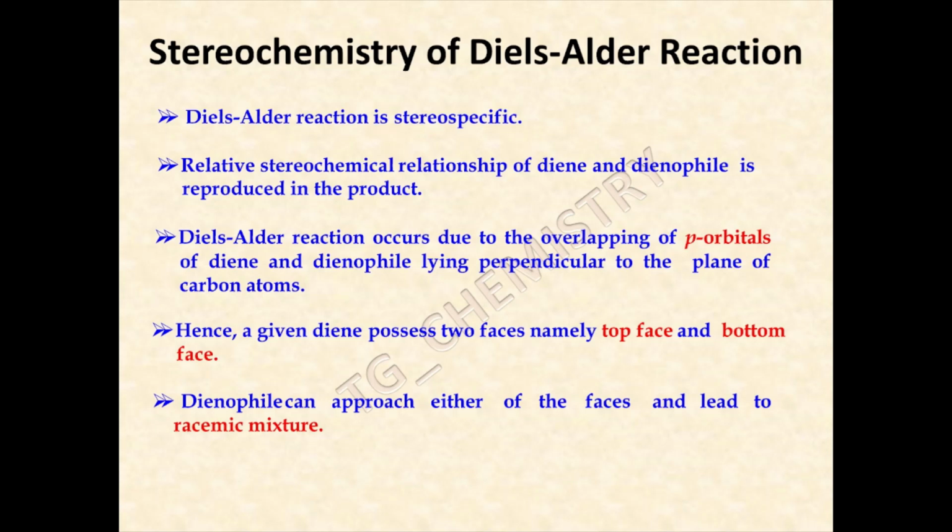Hence, we can say that the diene possesses two faces, namely the top face and the bottom face, and the dienophile can approach from either the top face or the bottom face, leading to the formation of a racemic mixture in those cases. So these are the general processes for the mechanism. I will come into detail on the stereochemistry of the Diels-Alder reaction in the next slide.